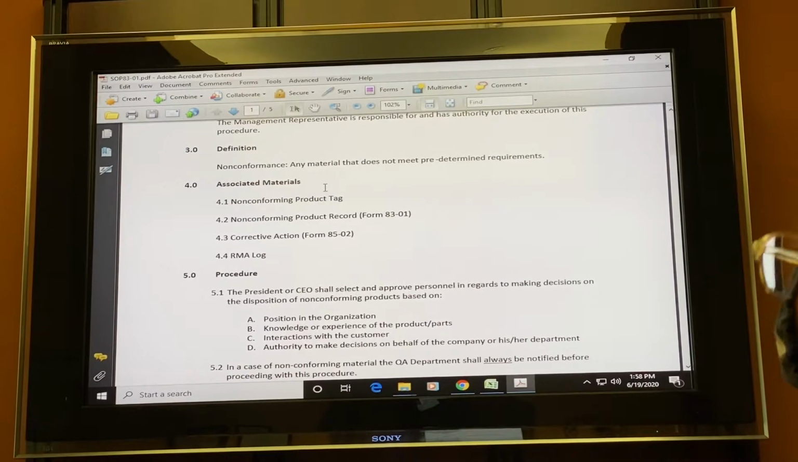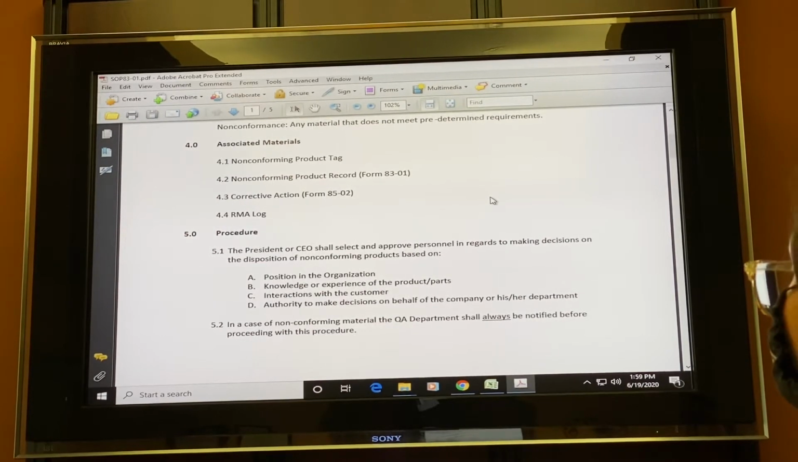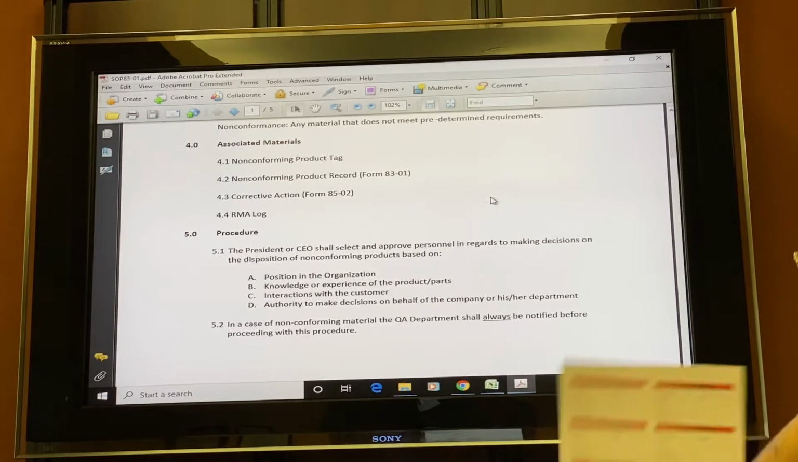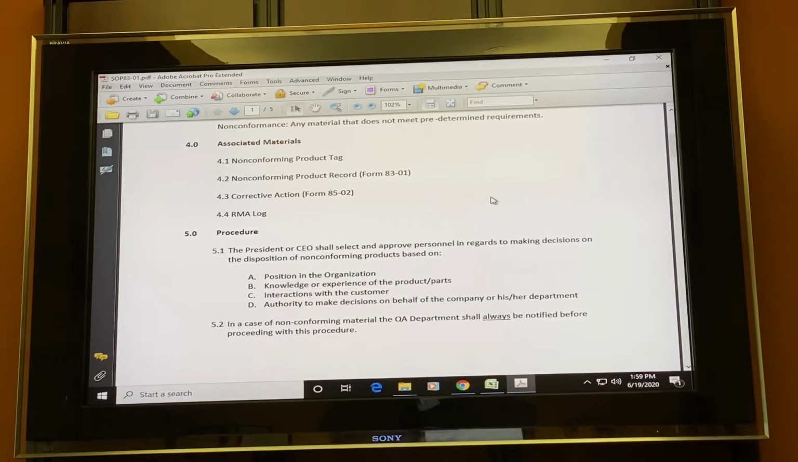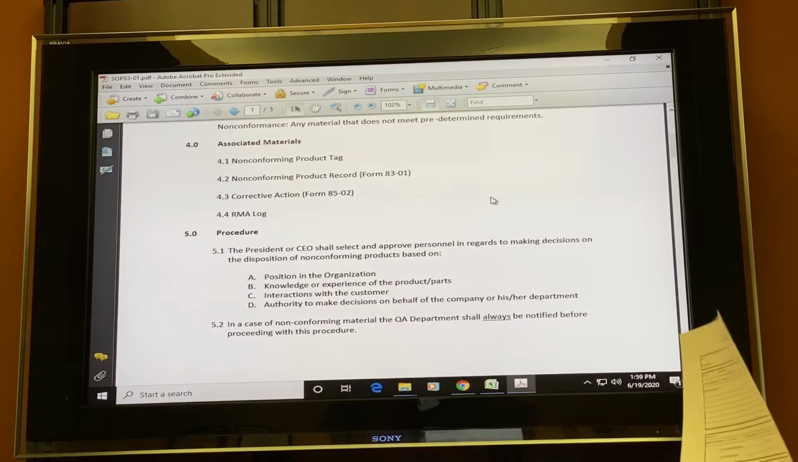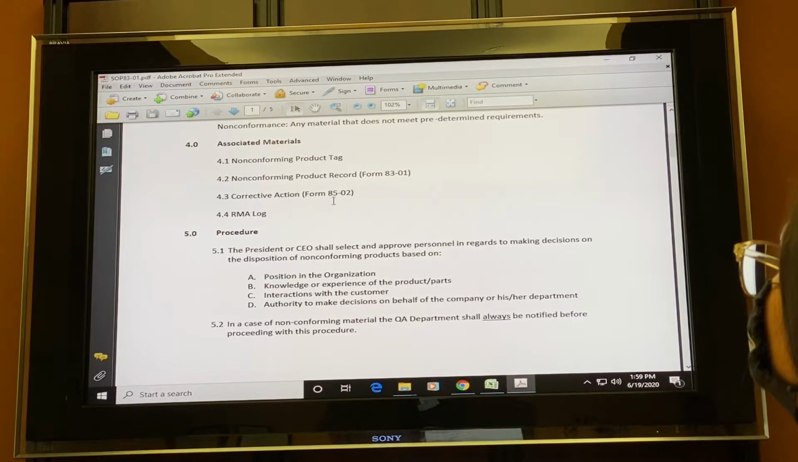So non-conforming is any material that does not meet predetermined requirements. Some associated materials that go with this are the non-conforming product tag, this one right here, which must go with all the non-conforming products. The non-conforming product record form, Form 8301, which is this one that I just showed you guys. And then the corrective action form, which I actually don't have a copy of right now, but I'll show you guys that one in a second.